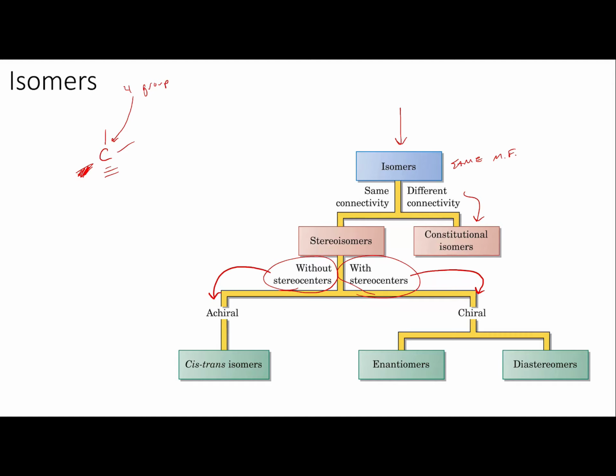So we're going to be looking for carbons that have different groups on them. If they have different groups, then we'll end up with either enantiomers or diastereomers, and so we'll have to talk about the difference. If there is no chiral center, then that is like our cis-trans isomers.